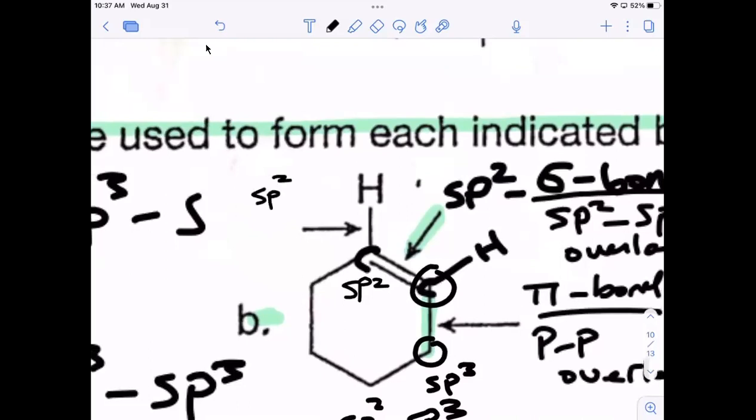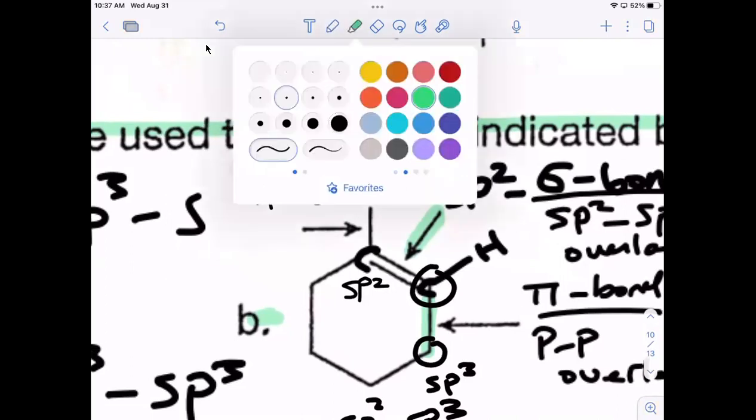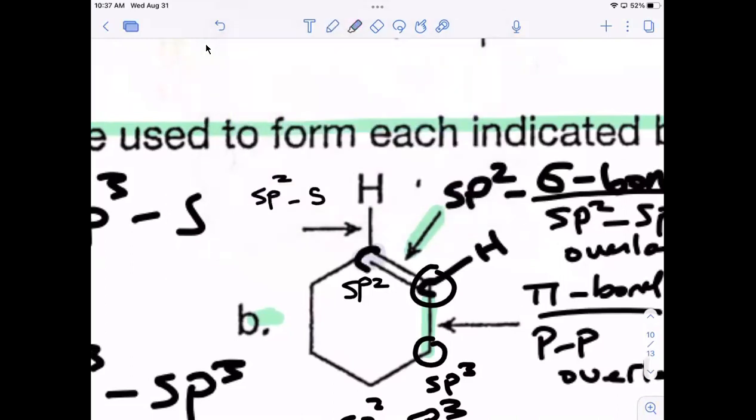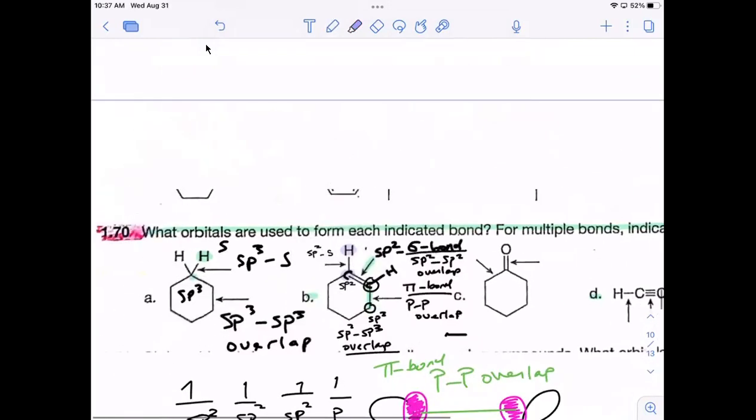Is the sp2 carbon going to overlap with the s orbital of hydrogen to make that sigma bond? Yes. So that's the overlap. Those are the orbitals used to form that bond: the sp2 hybrid from this carbon right here, and the s orbital from hydrogen. Is that making sense? Are we okay?